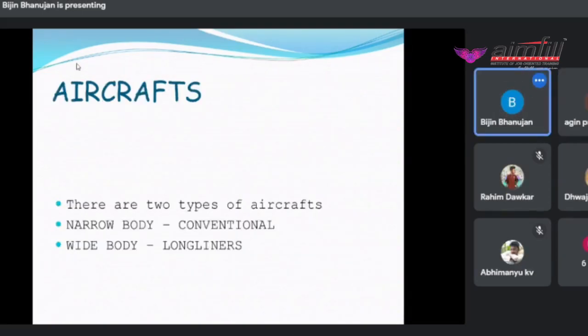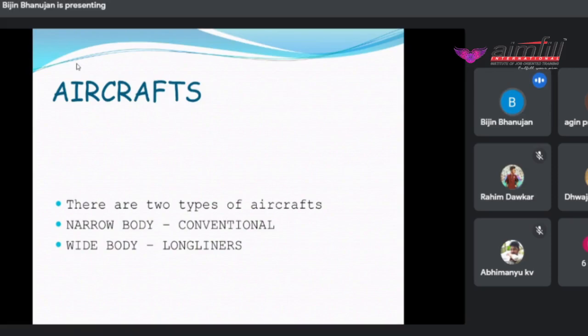Kilometers. Can you tell me which is the longest sector operated by a commercial airline? Which is the longest sector operated by an airline? Just give me the two city names. Qatar to Auckland? By Qatar Airways, I think. Doha to Auckland.